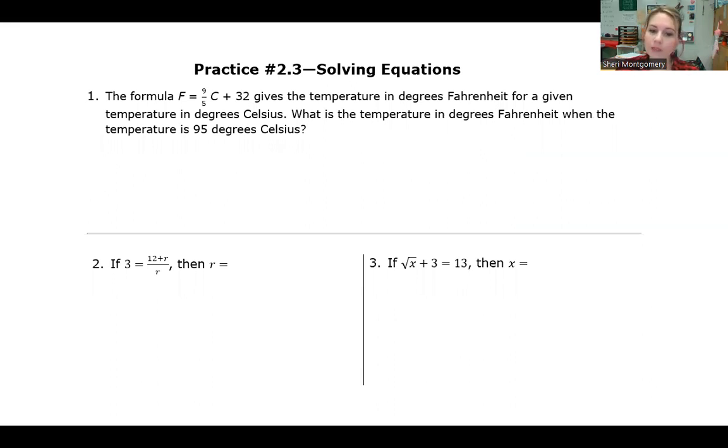Question number 1, we've done this question before. If it seems familiar, it's because we've done it. The formula for converting Fahrenheit and Celsius for converting degrees is given. What's the temperature if it is 95 degrees Celsius? So it's telling us that C is equal to 95. So we're going to rewrite the equation, but we're going to plug in 95 for C.